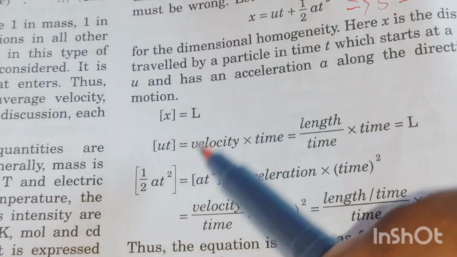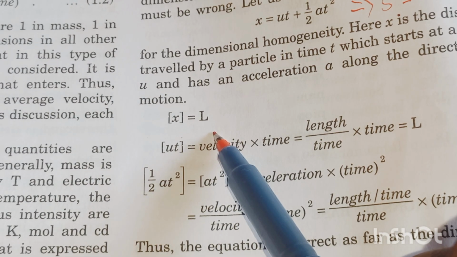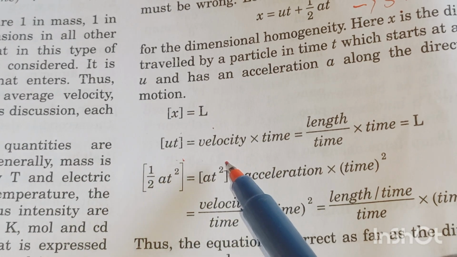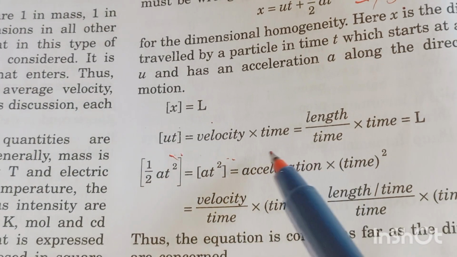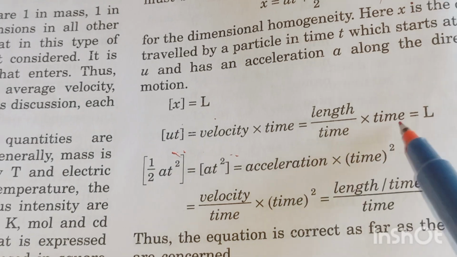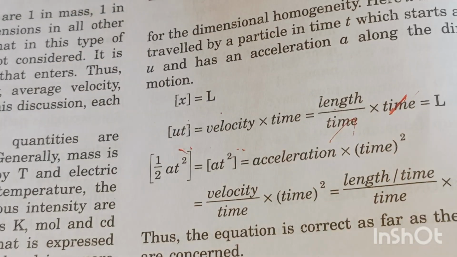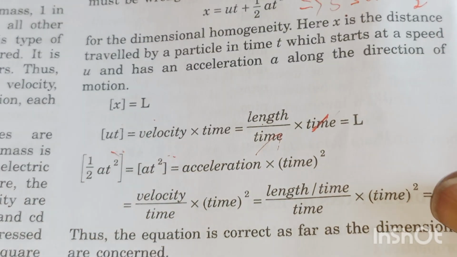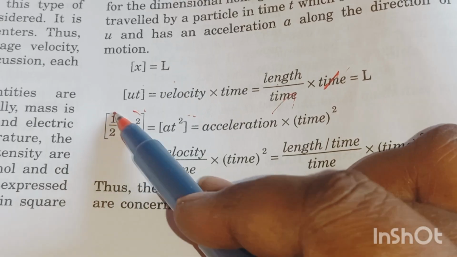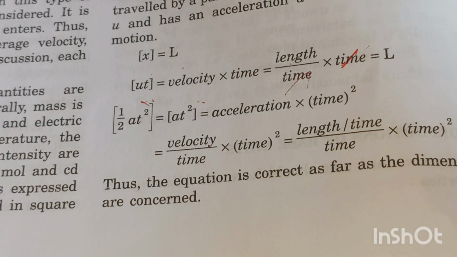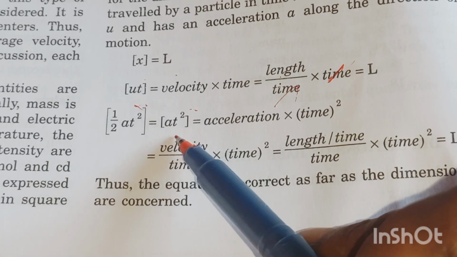So what is the dimension for X? It is measured in terms of length, so L we will take. Then UT, initial velocity into time. So what is velocity into time? Length by time into time. So time and time get cancelled here. What is remaining? Length is remaining, capital L. Then half AT square. Half we will not consider because it is a constant value, it is a number. Therefore, we will neglect half. So only take AT square.